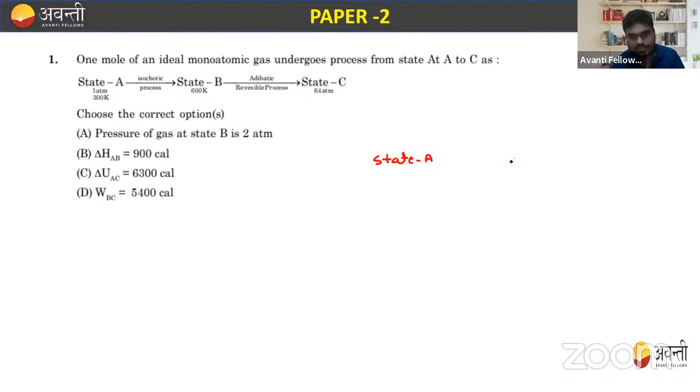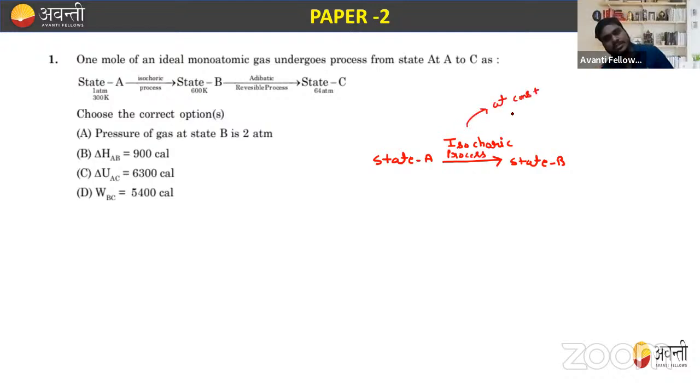State A, state B. And this is isochoric, right? So this is state A, this is state B, this is an isochoric process. Now, what is an isochoric process? Isochoric process means at a constant volume. So this is a constant volume process known as an isochoric process.